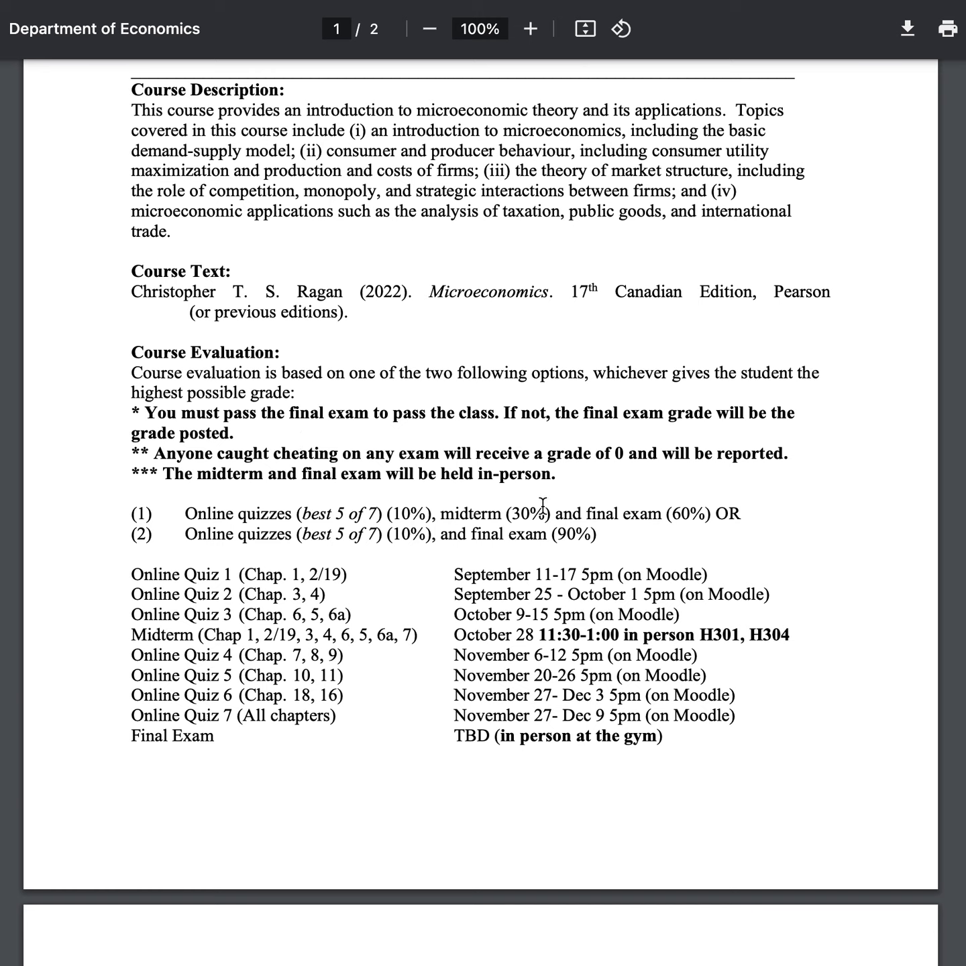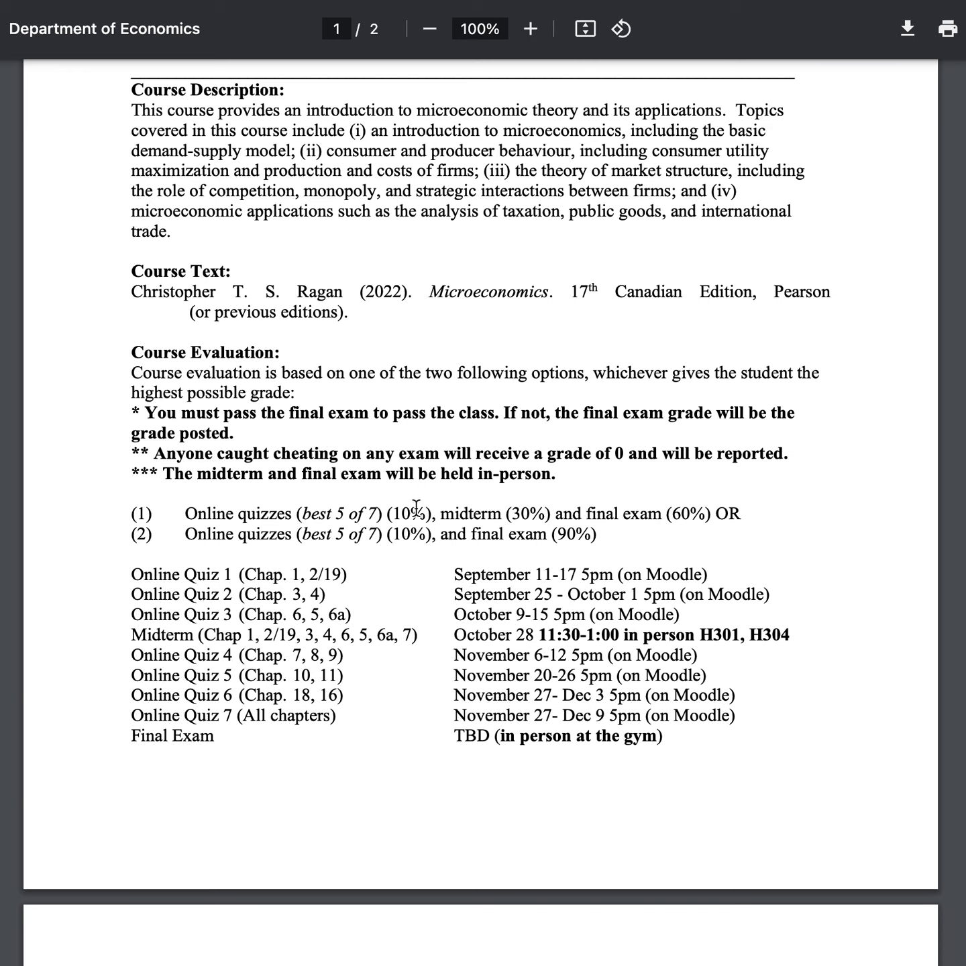When caught cheating on any exam, you will receive a grade of 0 and will be reported. Sadly, I've had to do this several times in the past. Don't make me do this again. And sadly, because of this and for other reasons, we no longer have access to Proctorio. So all exams, except the quizzes, will be held in person to minimize the possibility of cheating. So the midterm and final exam will be held in person.